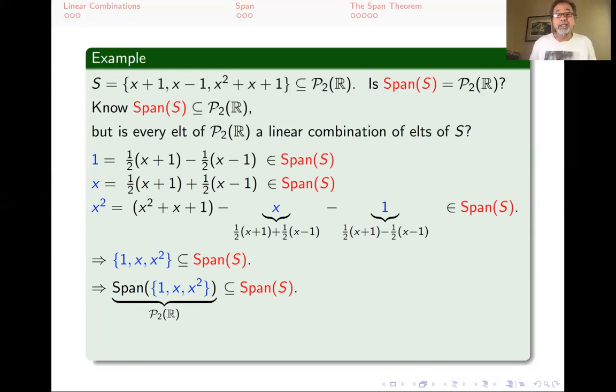We had originally in the second line said the span of S is also a subset of P2R. Because we have both inclusions, we conclude that the span of S is P2R with very little calculation involving A's, B's, and C's. Just by showing that 1, x, and x squared are in the span, we showed that everything is. So the moral of this story is that instead of showing that every element of a vector space or subspace is in the span, all you have to do is show that a set that spans that thing, those elements are in there. 1, x, and x squared were special because together they spanned all of P2R.